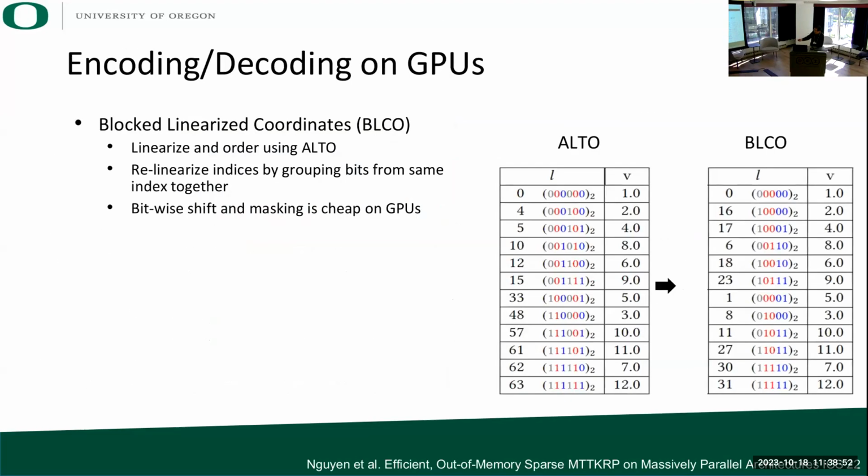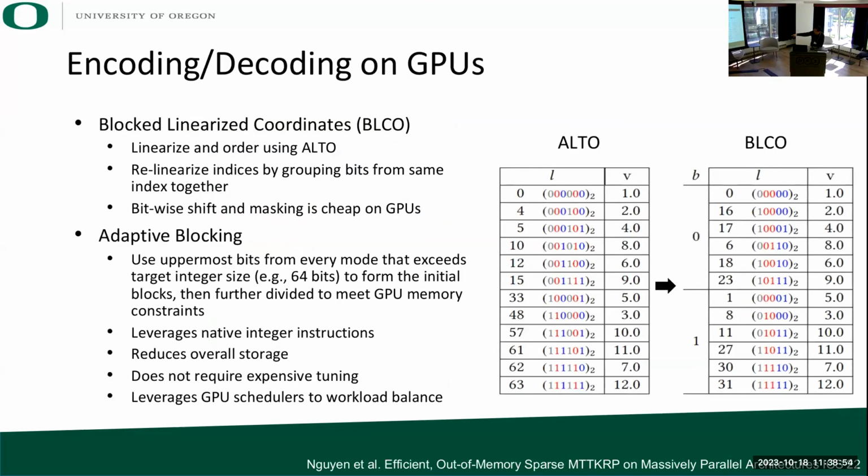Oh, I don't have an example, but we still have the auto ordering, but we just de-interleave the bits so that bits from the same index are consecutive. So now we can basically use the GPU's shift and mask to extract the indices, and then everything else is the same. We can also cut off the bits that are above 64 and use them as block indices. And then you can take those blocks and stream them into GPUs one at a time so that we can actually process tensors that are too big to fit into GPU memory.